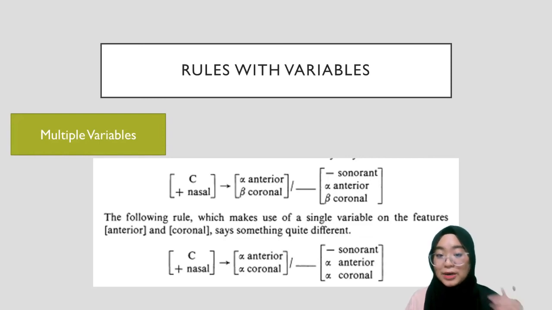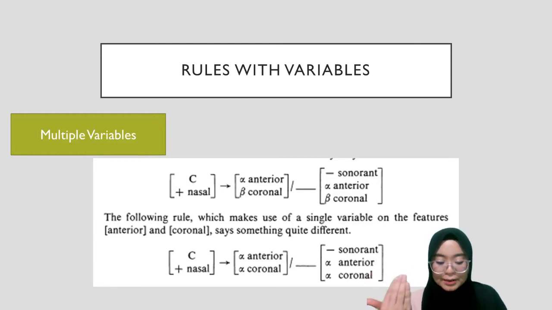So as you can see here, if the consonant is plus nasal, it can be alpha anterior and beta coronal. So we can make it into one braces: minus sonorant, alpha anterior, beta coronal. The following rule, which makes use of a single variable on the features anterior and coronal, says something quite different. That's the way we do it.